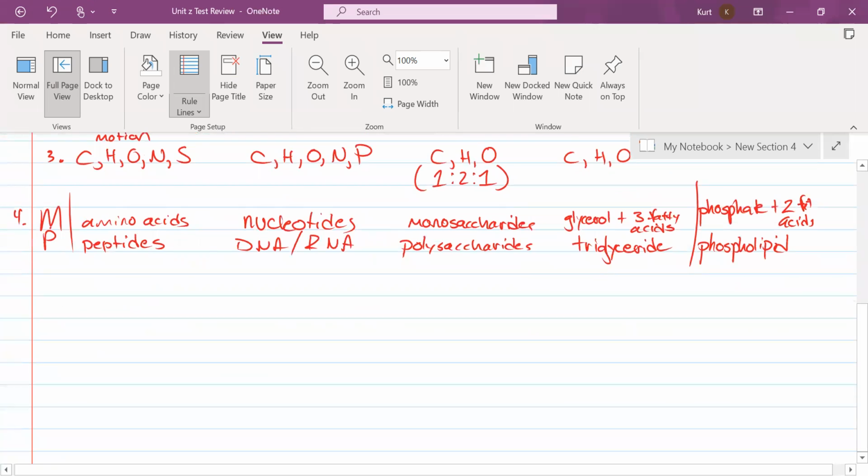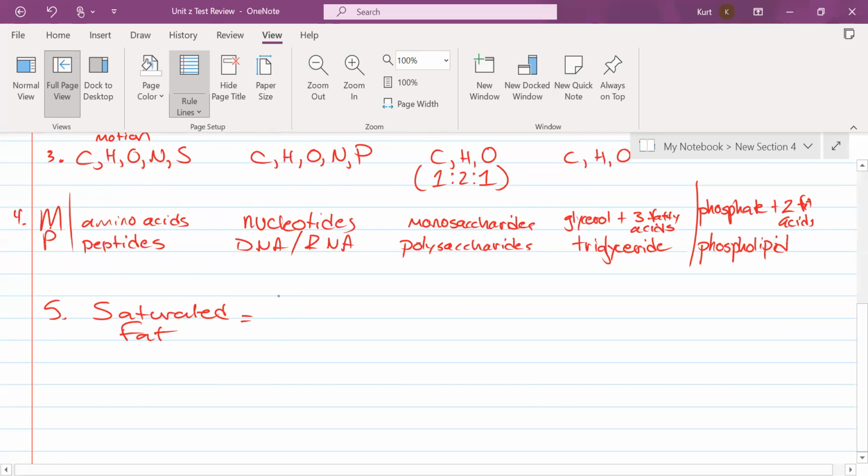Number 5. What is the difference between a saturated fat and an unsaturated fat? And how does this difference affect the properties of the molecules? Let's do a saturated fat first. Go ahead, Grace, enlighten us.